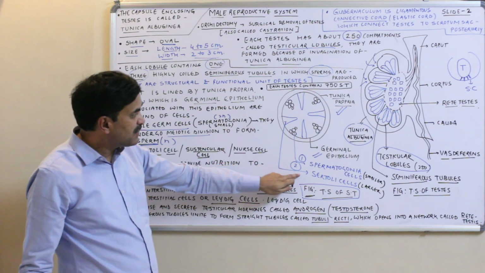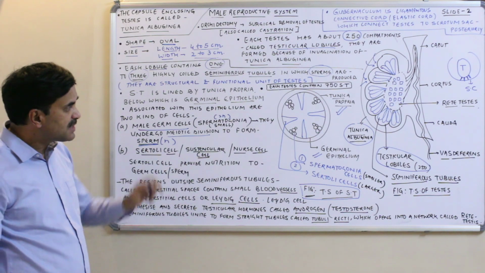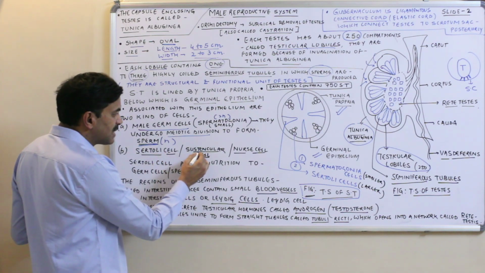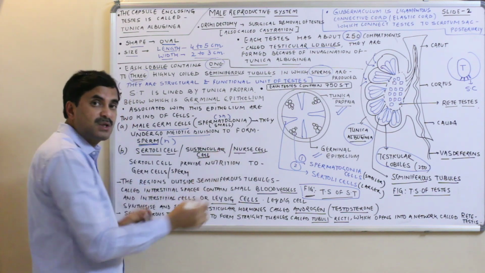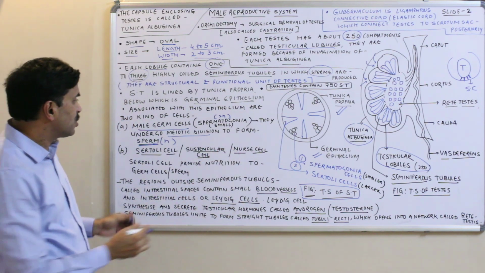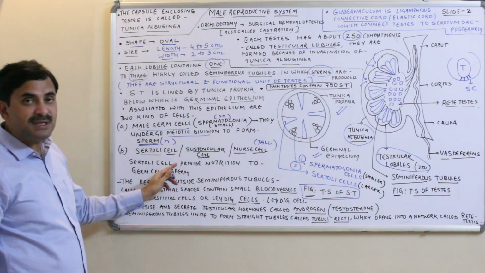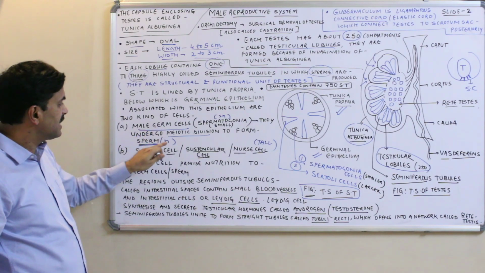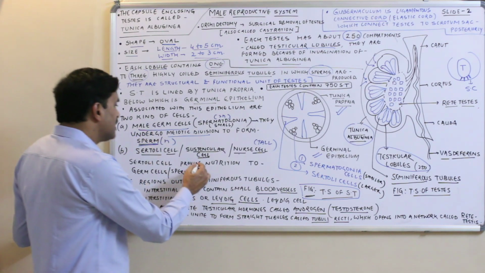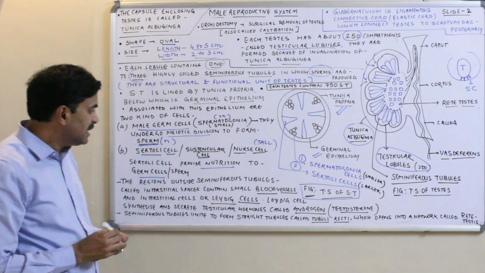The second type of cells associated with the germinal epithelium are the Sertoli cells. Sertoli cells are called sustentacular cells, also called nurse cells. You can also call them supporting cells. They are tall cells. Sertoli cells provide nutrition to these germ cells, or the sperms. So they are called nurse cells because they provide nutrition to the germ cells or sperms.